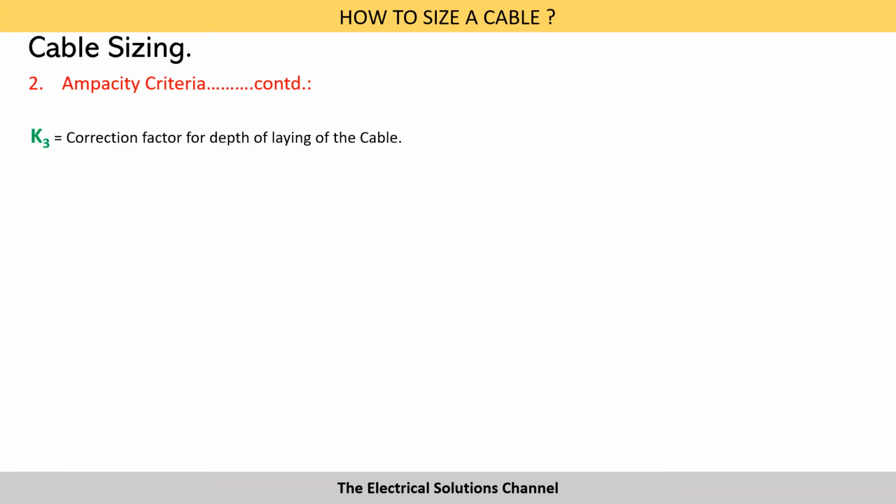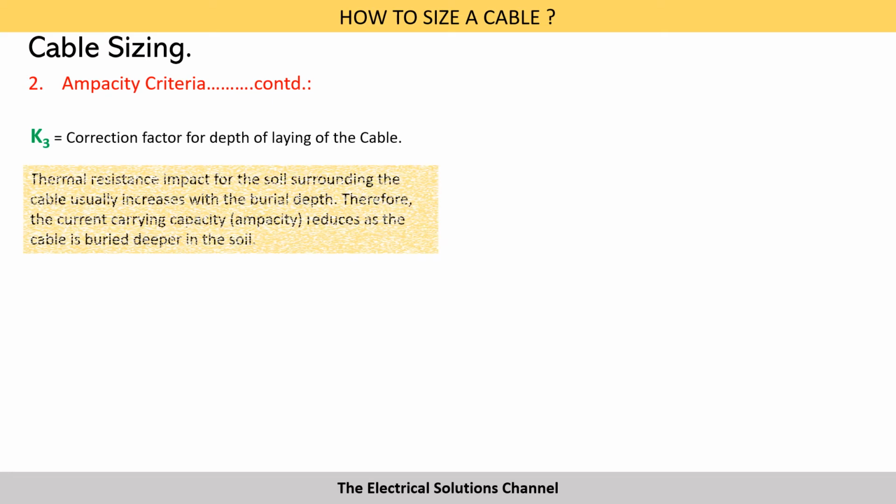K3 is the correction factor for depth of laying of the cable. Thermal resistance impact for the soil surrounding the cable usually increases with the burial depth. Therefore, the current carrying capacity reduces as the cable is buried deeper in the soil.